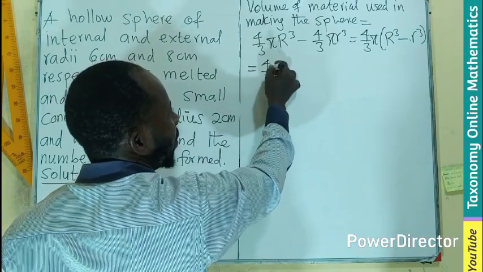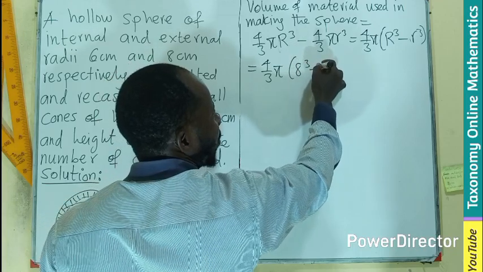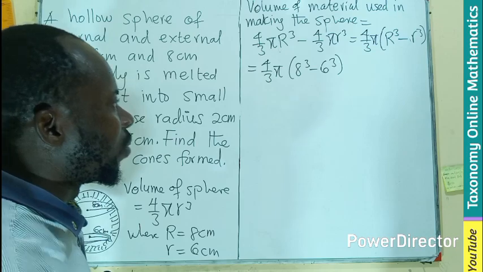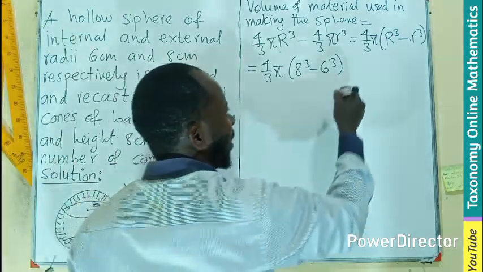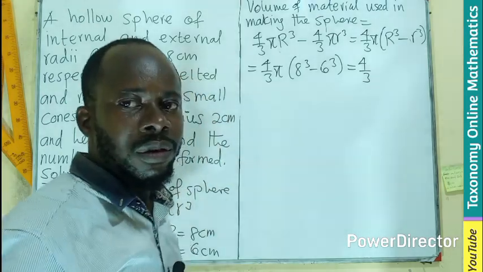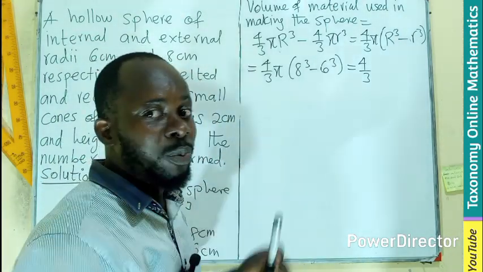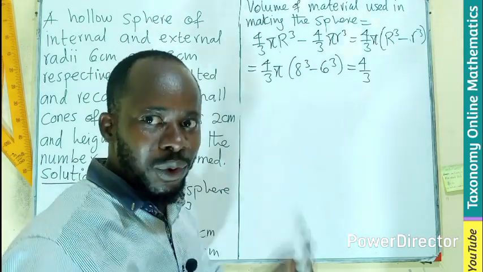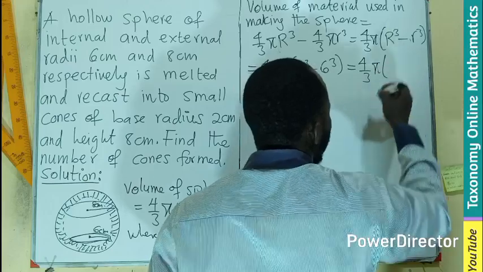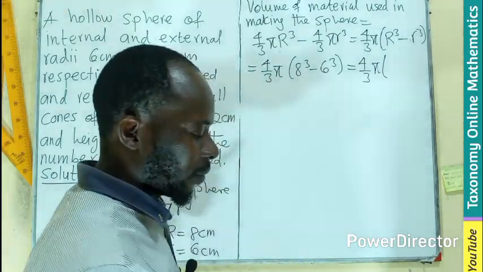So 4 on 3 pi, then I have 8 to the power 3 minus 6 to the power 3. I want to manage the space, so let's still write this as equals to, but we need to avoid double equal signs on one line as I'm doing. I'm managing space. You will not be managing space, so you will write them down vertically. Let's still have our pi in there, then 8 to the power 3, let's check that on our calculator.